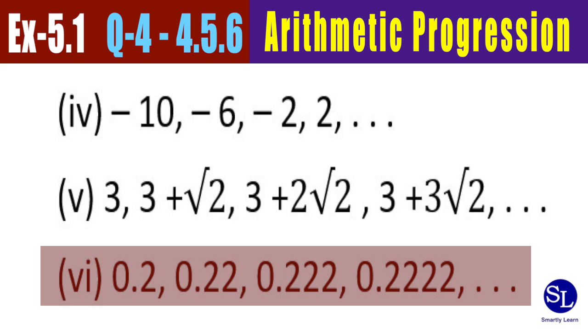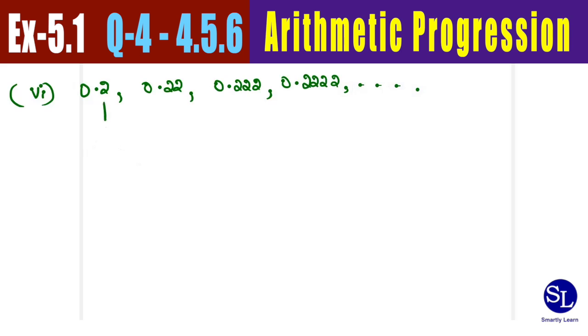In the next subdivision, let us look at the series 0.2, 0.22, 0.222, 0.2222 and so on. So let us note the first term is the A. So A is equal to 0.2. Now let's see if the common difference exists. So from the second term, I'm going to subtract the first term. So 0.22 minus 0.2 gives you a 0.02.